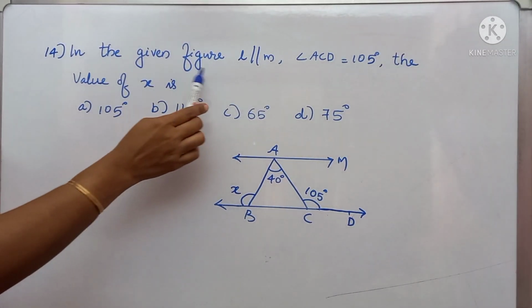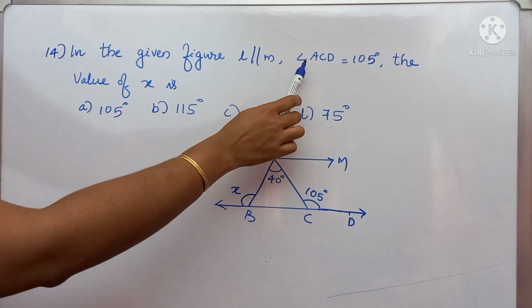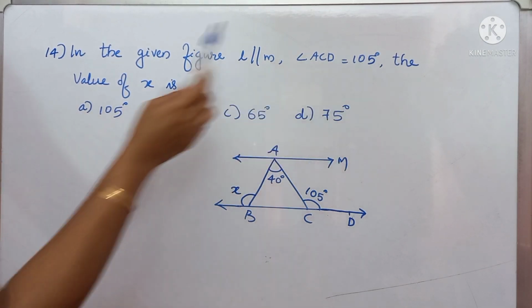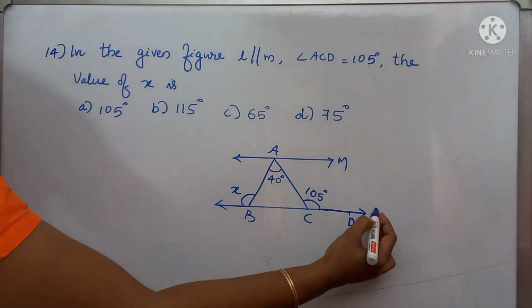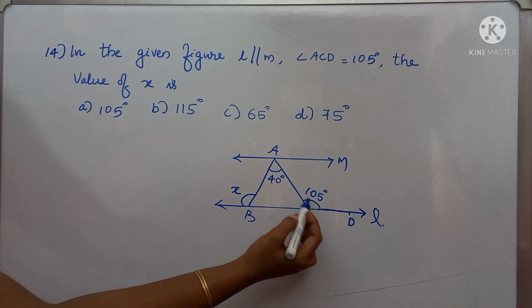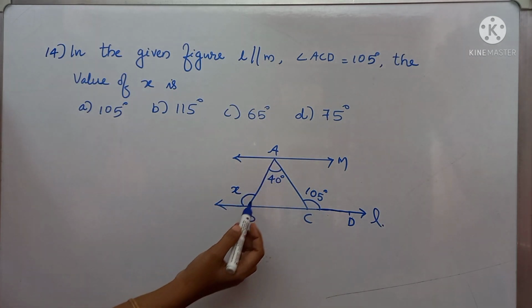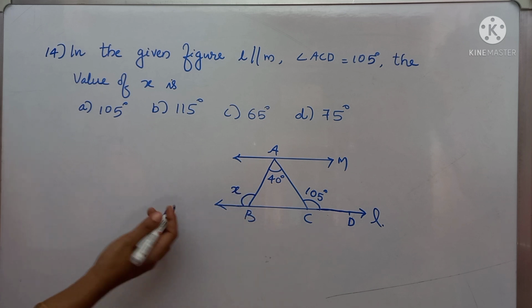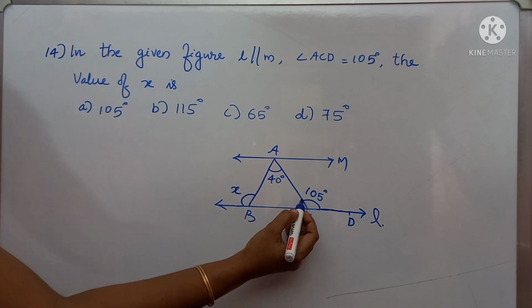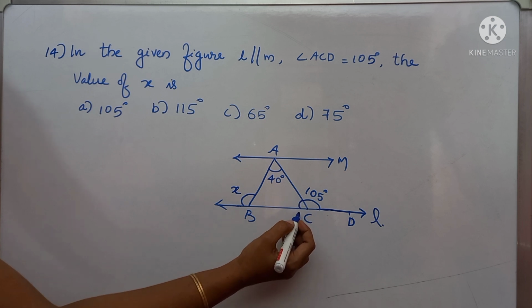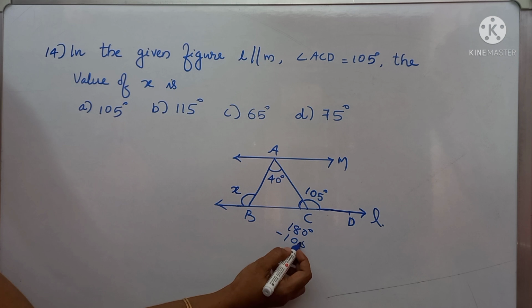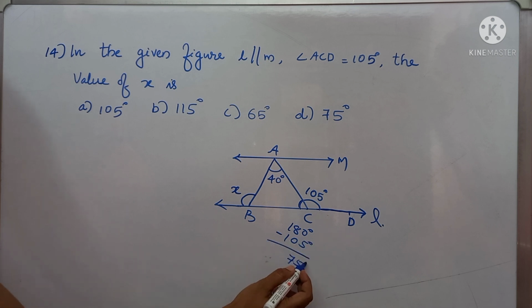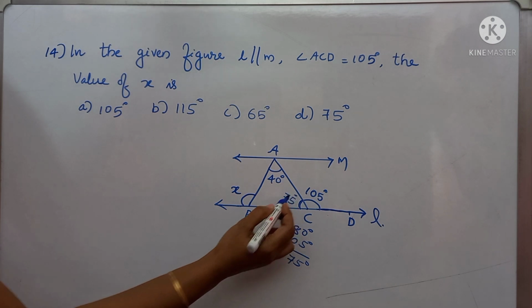Question number 14. In the given figure, L is parallel to M, then angle ACD is equal to 105 degrees. The value of x is. Observe the figure well. Here L and M are parallel lines. Angle ACD is given. Angle A is given. And angle X we have to find. So first we can find this interior angle, angle C, angle ACB. Here we can understand this is a linear pair. So it is 180 minus 105 degrees, that is equal to 75 degrees. That we can write here, 75 degrees.